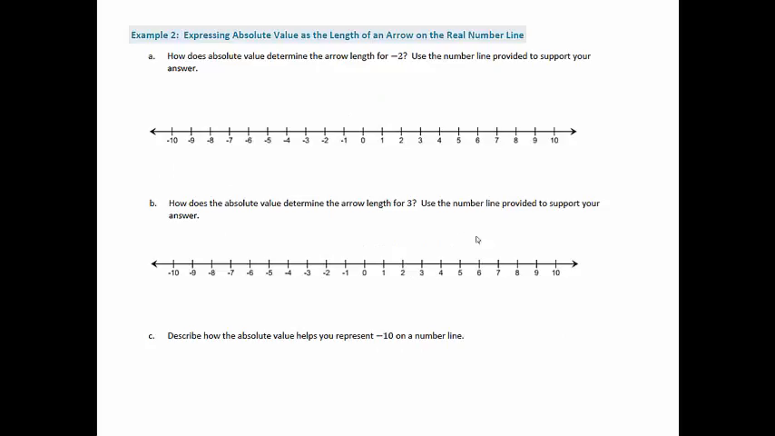Let's take a look at another example. We're going to talk about expressing absolute value as the length of the arrow. As a reminder, the absolute value of a number is how far the number is from 0. So if we want to find the absolute value for -2, that's 2. And so the length of our arrow is 2 units long.